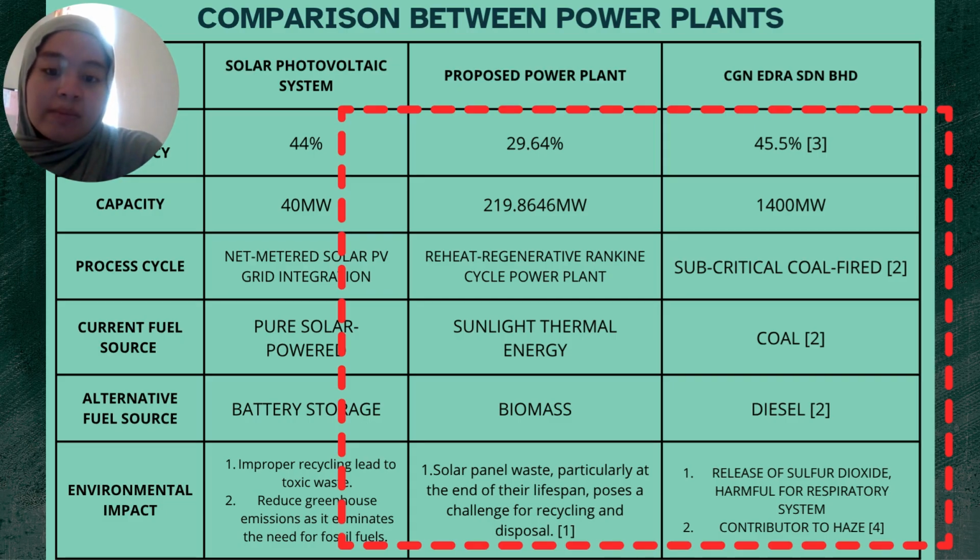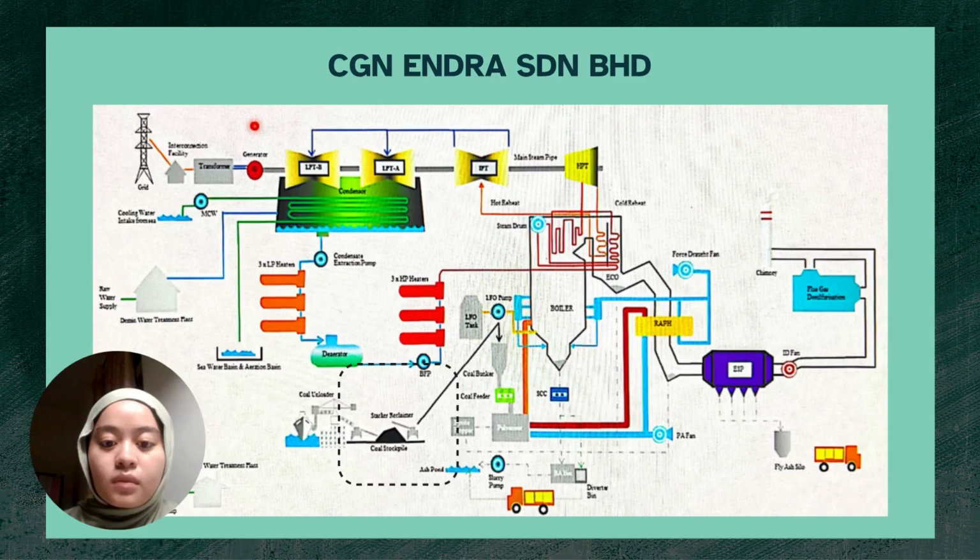And the environmental impact of using both fuel sources is that CJ Andrasen has the potential to release sulfur dioxide, which is harmful for the respiratory system and also one of the major contributors to haze. And the environmental impact for solar PV or solar panel is that the waste, particularly at the end of lifespan, poses a challenge for recycling and management. This is the process flow diagram for CJ Andrasen.